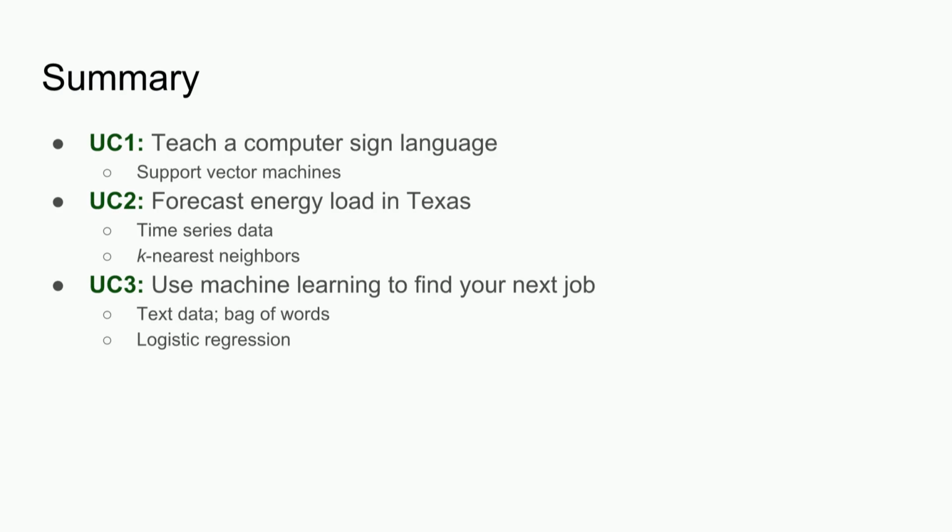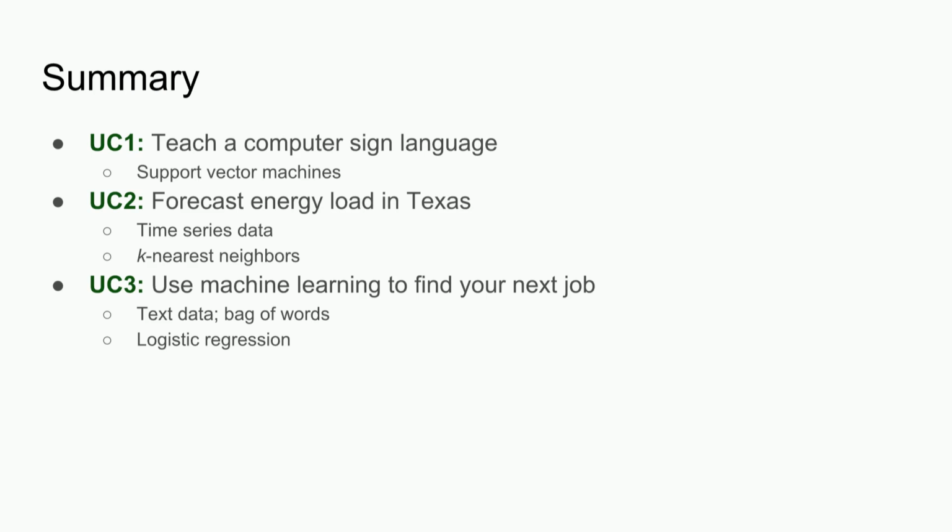So we have just talked about a good amount of things. This is sort of a summary that we can view some key concepts from each of these use cases we've talked about. For teaching a computer sign language, what we ended up doing was support vector machines, which is a model that is useful, and it's built into scikit-learn. In the forecasting energy load in Texas data, it was time series data, and what we found was using k-nearest neighbors worked really well. However, if you're doing time series data, you should probably do some more research and probably use something like Prophet that's specifically built for time series data.